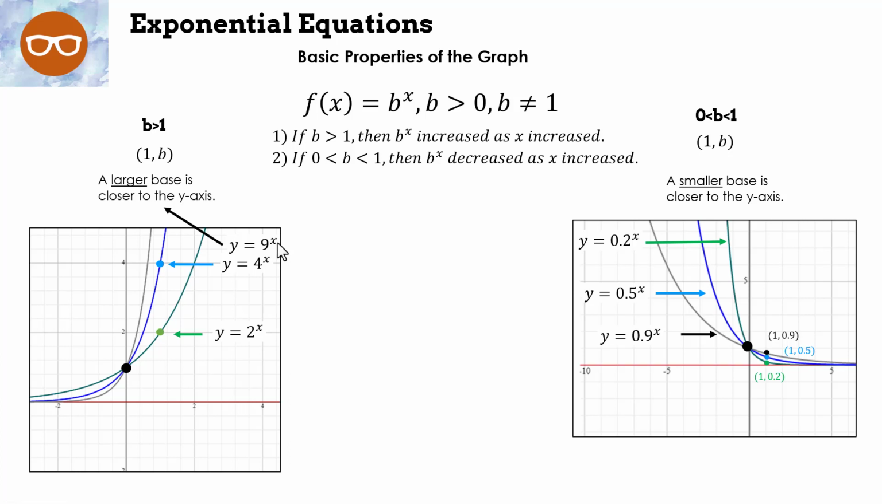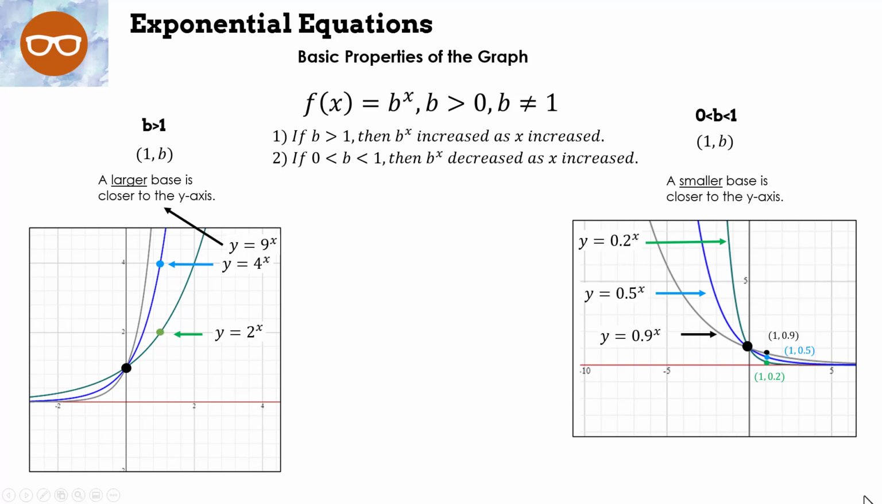Also, a larger base is closer to the y-axis. What do I mean by that? Well, I have a 9, a 4, and a 2. Which one is larger? Well, 9 is larger, so the graph is going to be closer to the y-axis. If I compare 4 and 2, which is larger? Well, 4 is. So 4 is going to be closer to the y-axis, and so on.